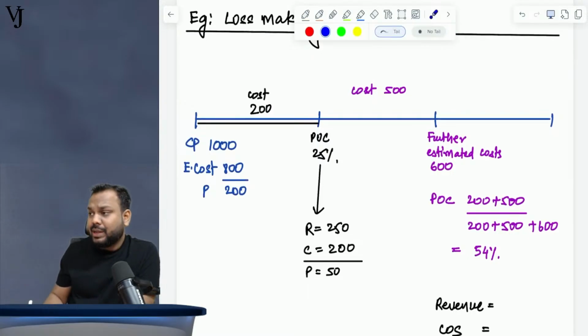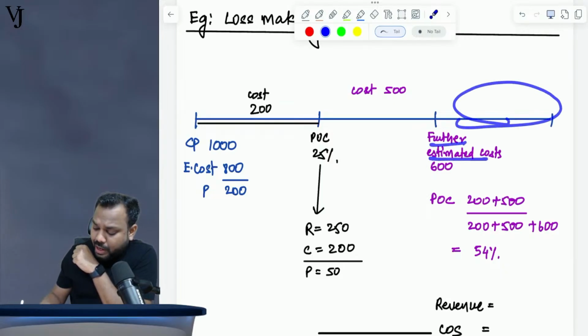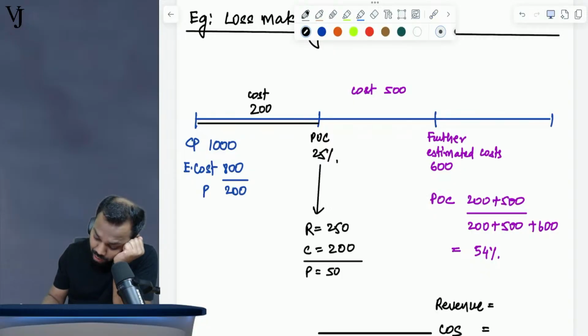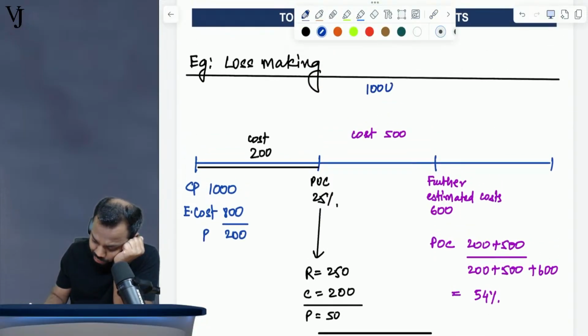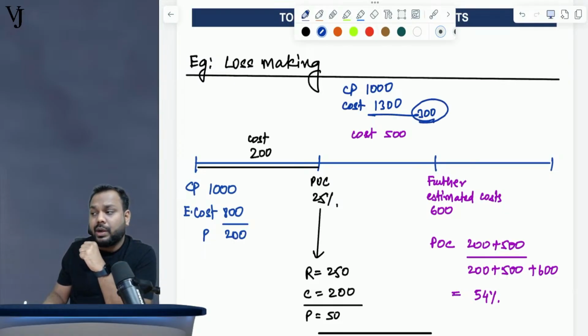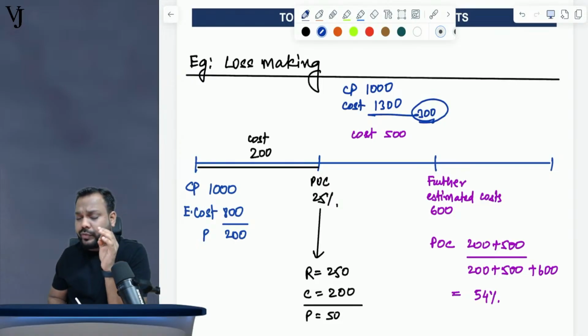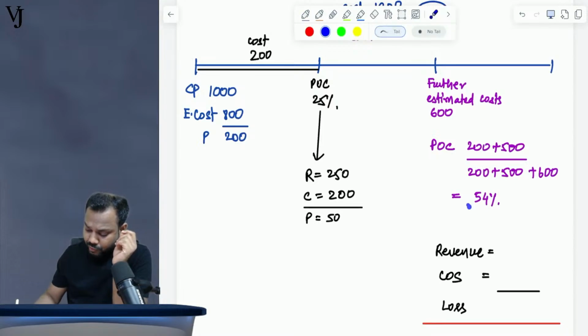Now, in the second year, I incurred a cost of 500, and I estimate that in the third year I am required to incur a further 600. Now calculate: contract price 1000. Costs: 200 plus 500 is 700, plus 600 is 1300. Oh, it's a loss making contract, an overall loss of 300. So first of all, we will compute the revenue and cost of sales as per the input or output method as the question specifies. We computed the percentage of completion to be 54%.